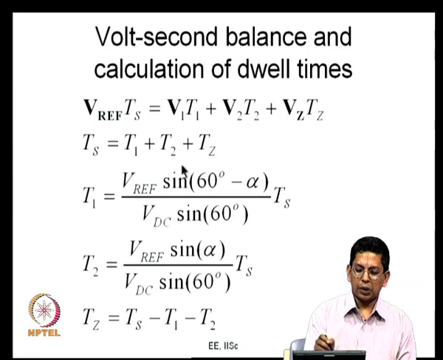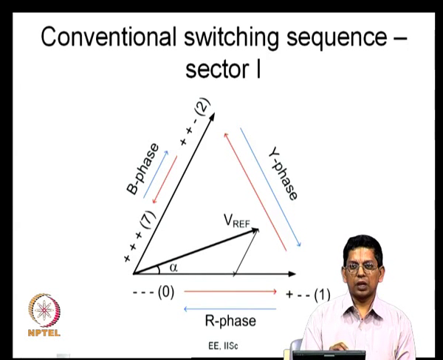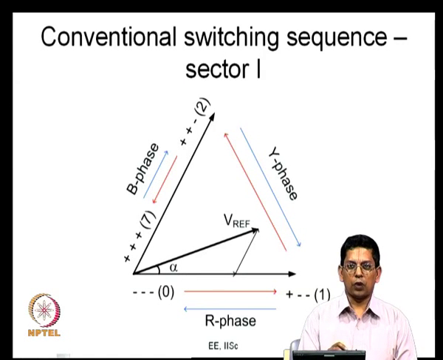How do you calculate T1, T2 and Tz? You get them here. This is T1 in terms of Vref and alpha, T2 in terms of Vref and alpha, and Tz is Ts minus T1 minus T2. We have seen this in the last 2-3 lectures, just having a quick brush through of all that now.